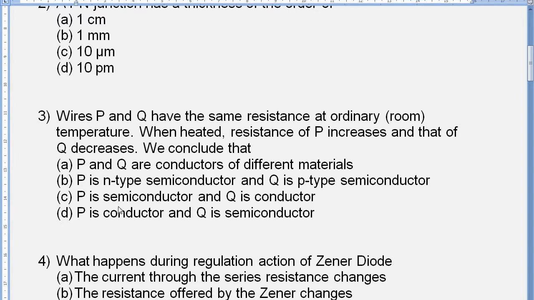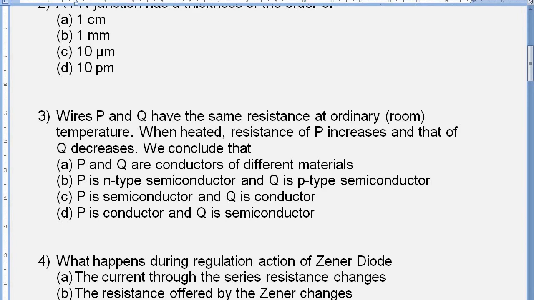Now we go to the third question. Wires P and Q have the same resistance at ordinary temperature. When heated, the resistance of P increases and that of Q decreases. So we are given two wires P and Q. Both are heated, and the resistance of P increases while that of Q decreases. What is our conclusion regarding that?